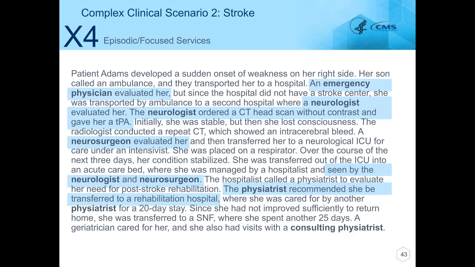And finally, the consulting physiatrist on the outpatient setting, in the skilled nursing facility setting, is also focusing on her rehabilitation, but doing so in the episodic nature. All of these clinicians would fall under the X4 episodic focused services category. Next slide, please.